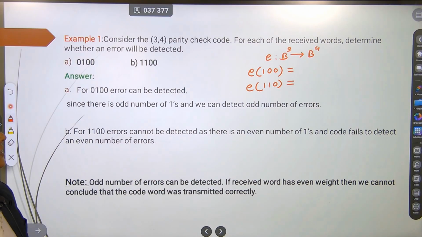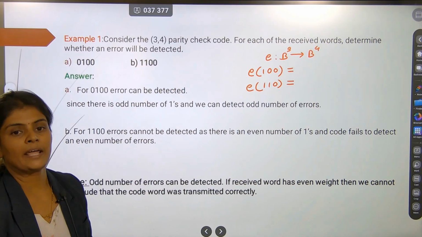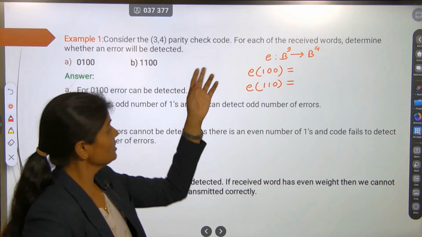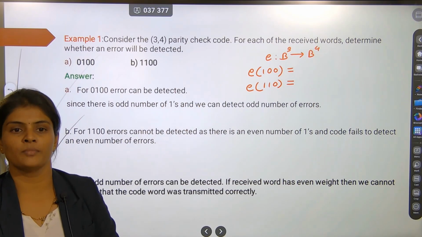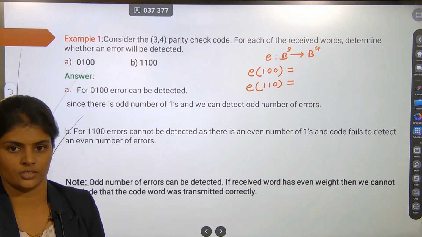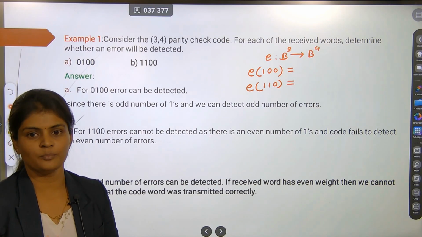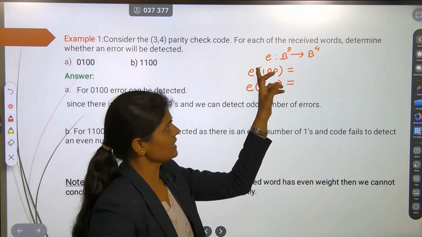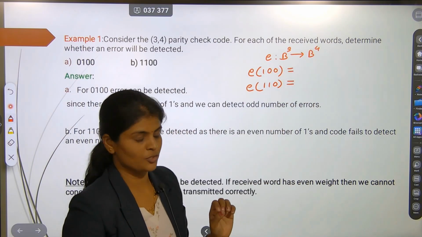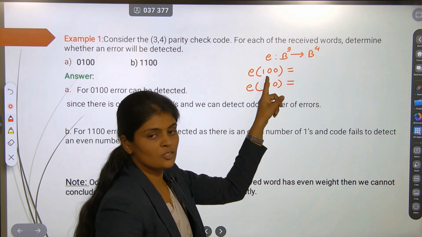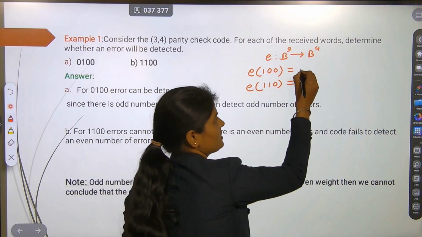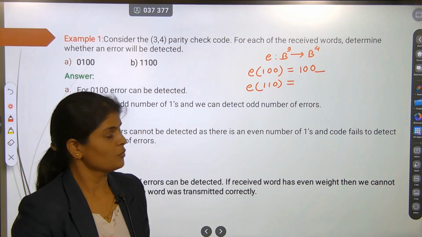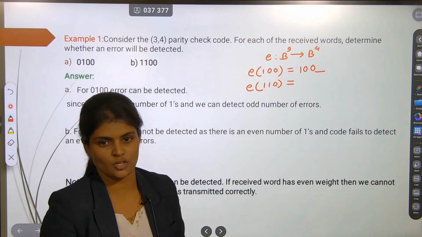In this example we have a (3, 4) parity check code, meaning we have a function e from B cube to B raised to 4, and for given code words we have to determine whether an error will be detected or not. So firstly, let me revise what a parity check code is for two words only. Suppose e is a function from B cube to B raised to 4. The image of 1 0 0 keeps the first 3 letters as they are, and we have to find the fourth. For that, we first find the Hamming weight of 1 0 0.